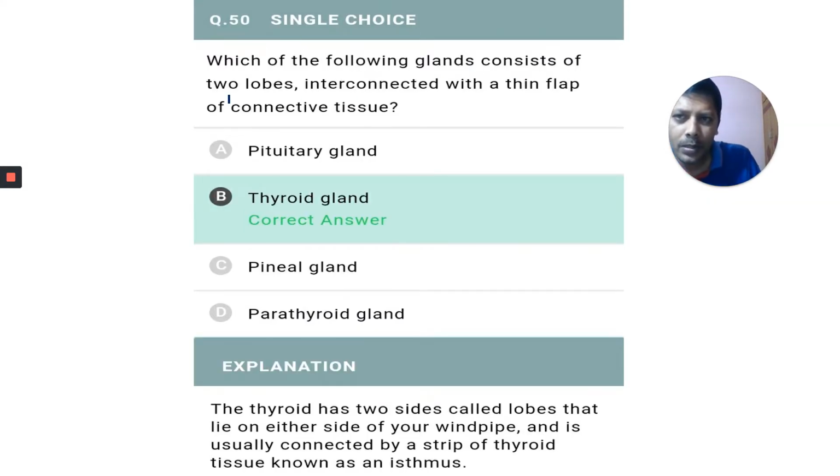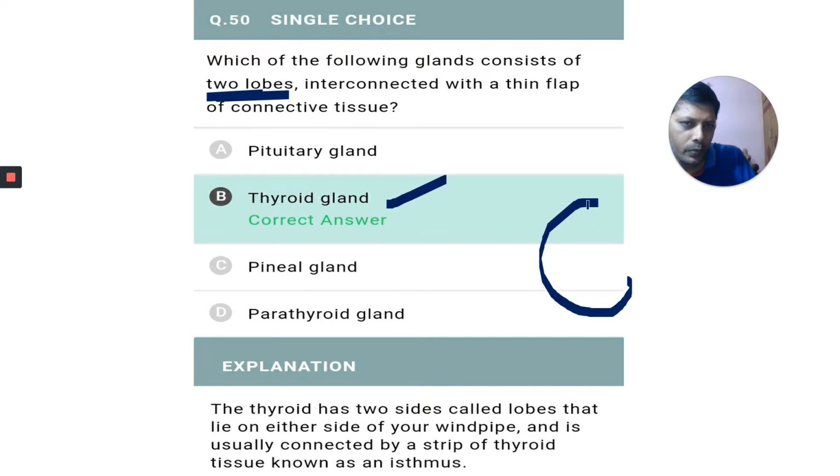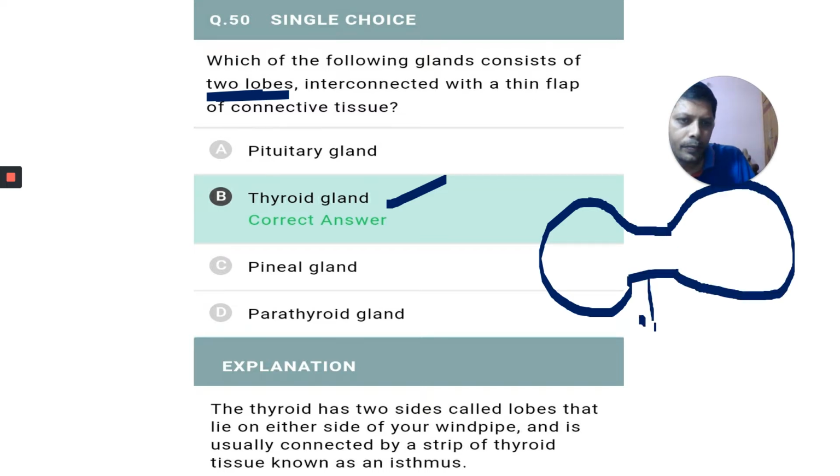Which of the following glands has two lobes in a flap of connective tissue? The answer is thyroid gland. Thyroid gland consists of two lobes, which in a flap of connective tissue lie on either side of the windpipe and are usually connected by a strip of thyroid tissue known as the isthmus.